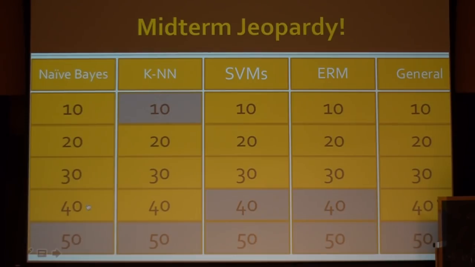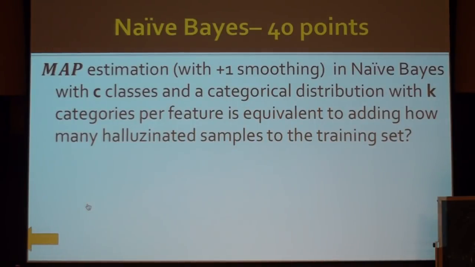All right. Ready, set, go. MAP estimation with +1 smoothing in Naïve Bayes with C classes and a categorical distribution with K categories per feature is equivalent to adding how many hallucinated samples to the training set? You got it? Hallucinated. C?